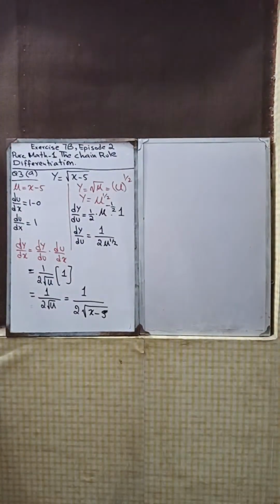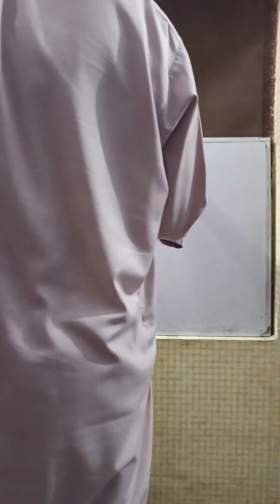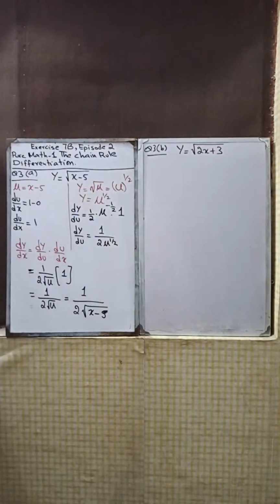So let's see what question number 3, B part says. Question number 3, B part is y equals the square root of 2x plus 3. So this is the B part of question number 3: y is equal to the square root, and under the square root we have 2x plus 3.